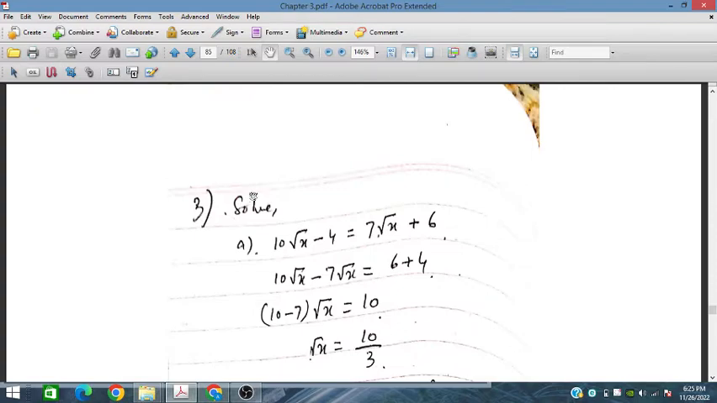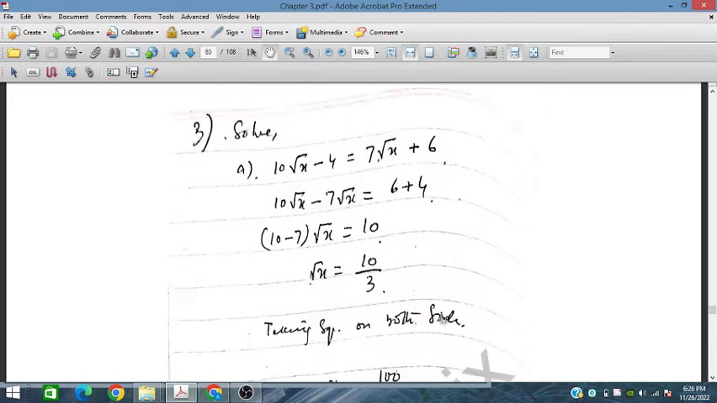Now solve for this one. 10 under root x minus 4 is equal to 7 under root x plus 6. So 7 under root x will be shifted to the left, and 4 to the right. Under root x may be taken common, so this is 10 minus 7. Here it is 10 under root x is equal to 10 upon 3.